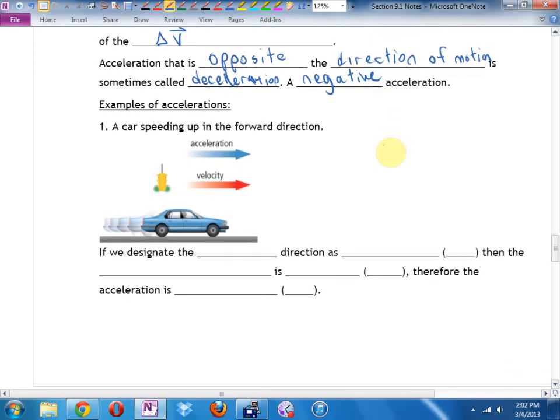So you ready? Let's look at some examples here, little pictures. A car speeding up in the forward direction, and the velocity is in the forward direction too. So let's designate the forward direction as positive, plus.